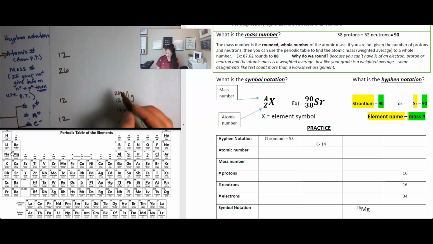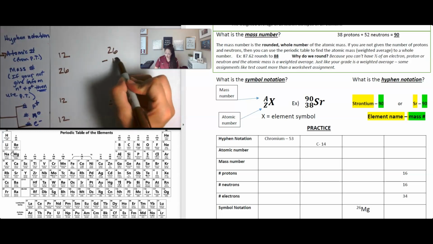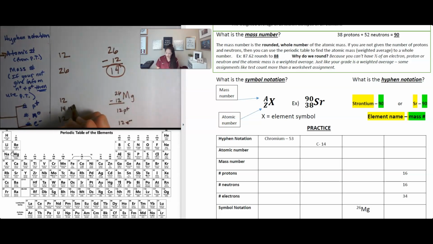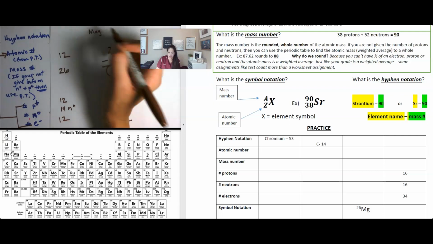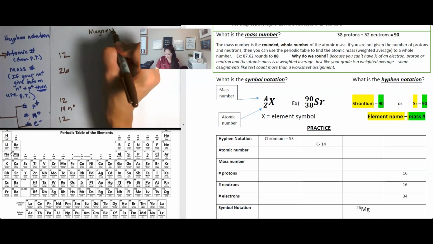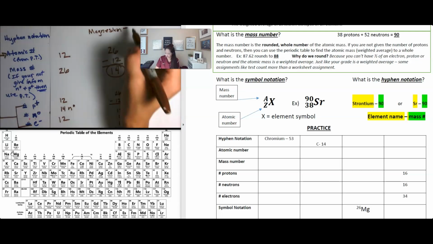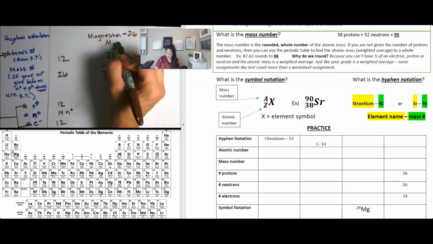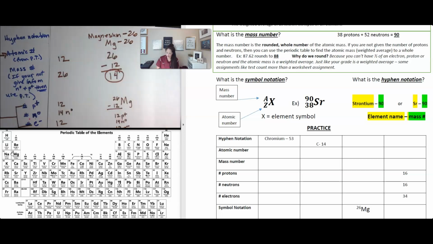To find our neutrons, we're going to take the top number minus the bottom number. So you could kind of think of it like this if you have the symbol notation. That 26 minus 12 gives me 14. So 14 neutrons. All right, so we have everything written except for our hyphen notation. So we just have to write out magnesium. You can capitalize or you can lowercase the first letter in the element. Both are correct. Magnesium dash 26. Then we can use the symbol Mg, capital M, lowercase g, that does matter, dash 26.